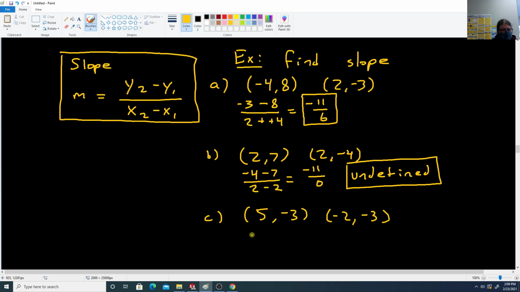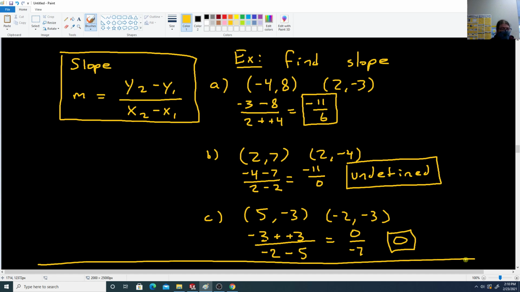The last one, y2 is -3, minus y1, which is also -3. All that over x2, which is -2, minus x1, which is 5. So the minus the negative is positive. We have -3 plus 3 is 0, over -2 minus 5 is -7. 0 over -7 is just 0.